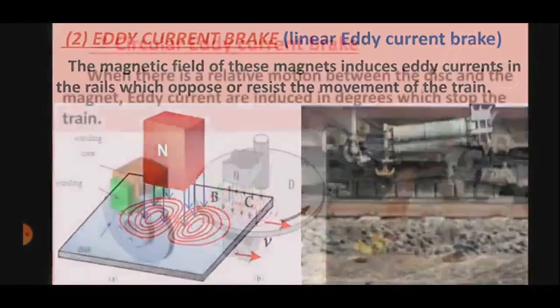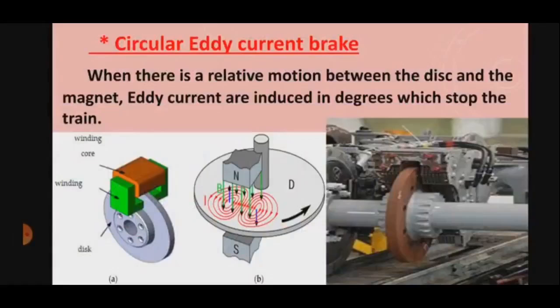And the second type, the circular eddy current brake. Now see, this is a circular disc. This is an electromagnet. Now the disc is rotating and comes close to the electromagnet. So here the magnetic field produced interacts with the disc. So this rotating disc slowly comes to rest. Same thing.